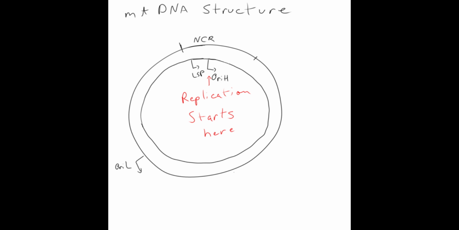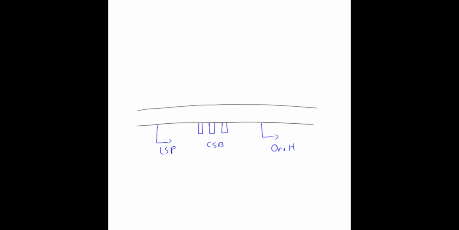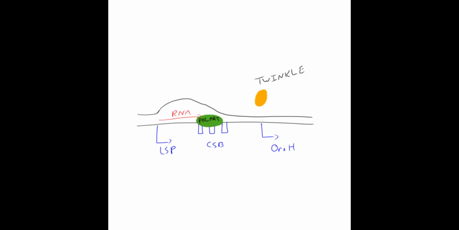The replication process within mitochondrial DNA will always start at the ORI-H origin. To begin this process, there is a region upstream of the origin site known as LSP that, when transcribed, generates the primers necessary to begin replication. These RNA products form what is known as R loops, where the RNA primers stably bind to the template DNA and displace the non-template strand.